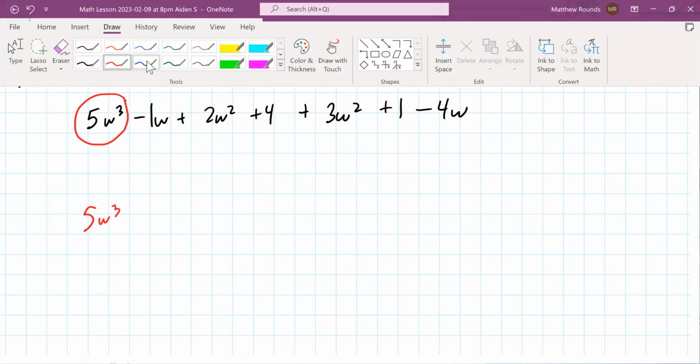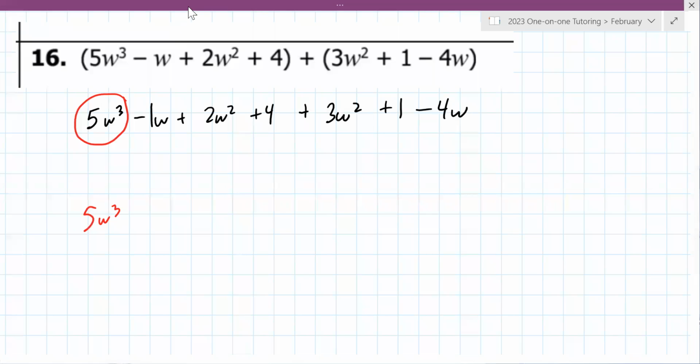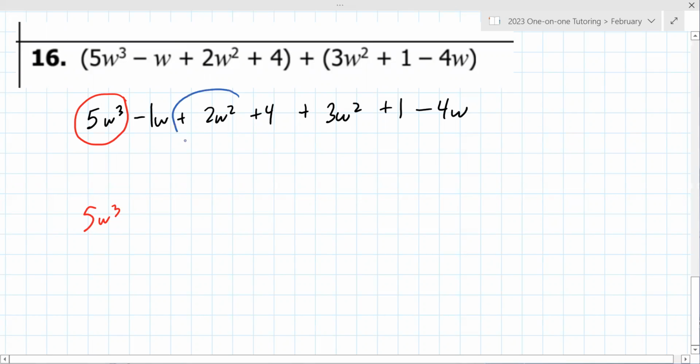Now, what some students will do is they'll cross it out once they've used it. It's up to you if you do that. We're now going to look for powers of 2. 2w squared and 3w squared. And that's just 5w squared.